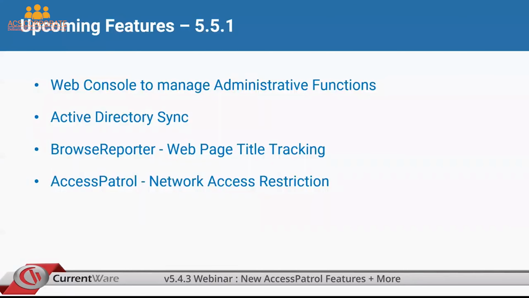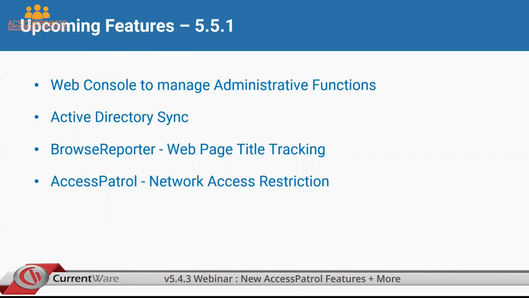Great, thanks, Sai. So now we're excited to talk about some of the upcoming features coming out in a later version of CurrentWare, 5.5.1. We expect 5.5.1 to be released in Q2 2020. And our first really exciting feature that we're launching is a web console to manage administrative functions. So this has been a requested feature by a number of our customers, and our web console is something that our team has been working very hard on for a number of months.